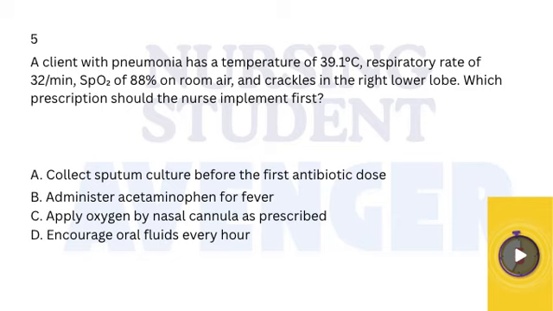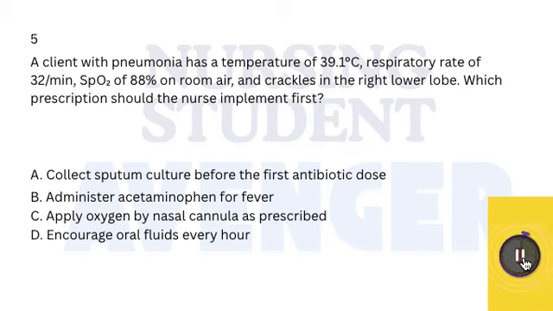Question number 5. A client with pneumonia has a temperature of 39.1 degrees Celsius, respiratory rate of 32, O2 saturation of 88 on room air, and crackles in the right lower lobe. Which prescription should the nurse implement first? So letter A, collect sputum culture before the first antibiotic. Letter B, administer Tylenol or acetaminophen for fever. Letter C, apply oxygen by nasal cannula as prescribed. Or letter D, encourage oral fluids every hour.